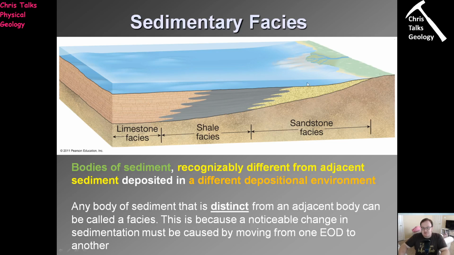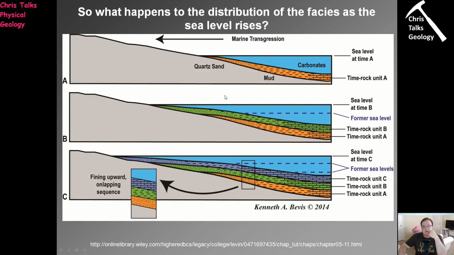So, the shale facies would start to come over the top of the sandstone facies. Or in some instances, the sandstone facies would start to move over the top of the shale facies. So the question becomes, what's going on? What's causing this? So it was realized pretty quickly that what was happening was the result of changes in sea level.